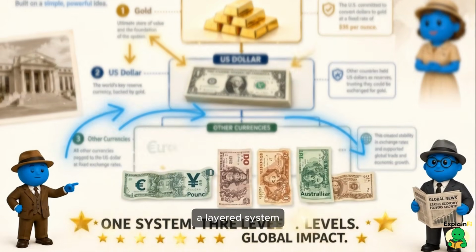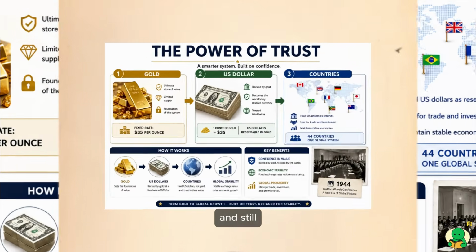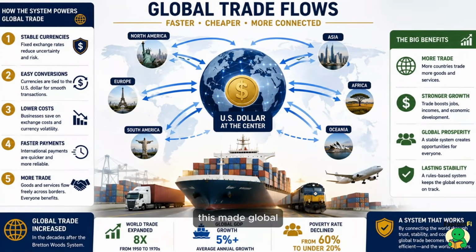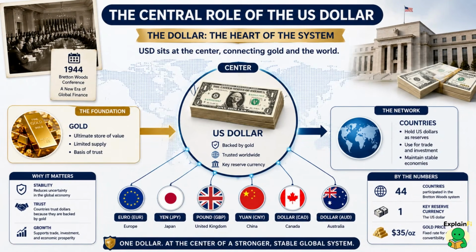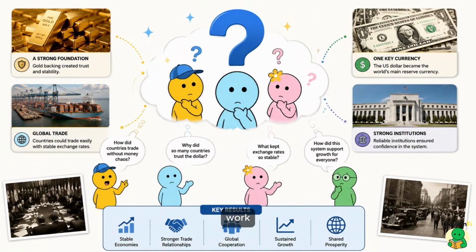This created a layered system. Instead of every country holding gold, they could hold US dollars and still maintain confidence in value. This made global trade more efficient. The dollar became a central reference point for the entire system. So why did this system work?